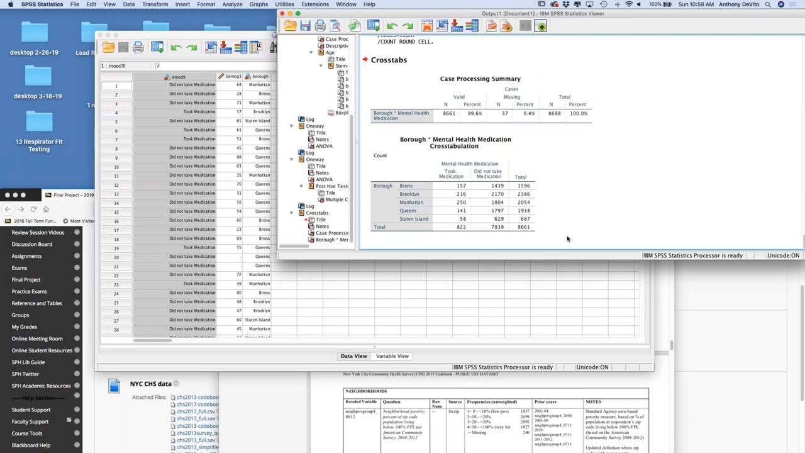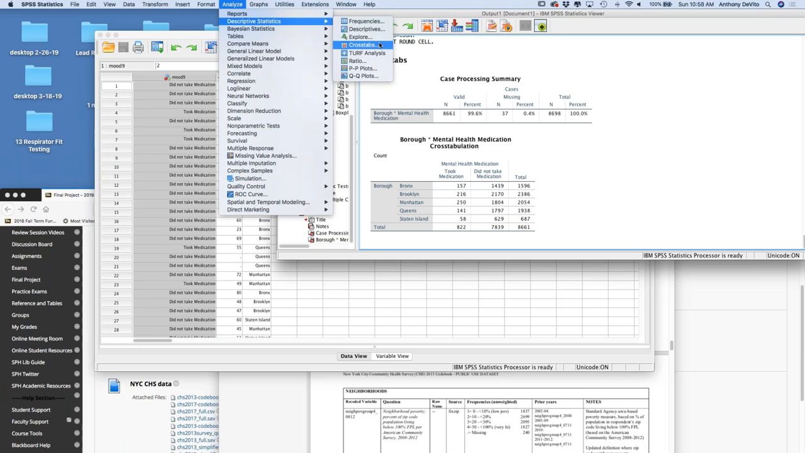Okay, so Bronx, Brooklyn, Manhattan, Queens, Staten Island. Let's get another look at this. If I really wanted to, I could go up to analyze. I didn't mean to shut down the question, but we have a limited amount of time, and I want to make sure I cover everything here, as much as I can. So let's go to crosstabs.